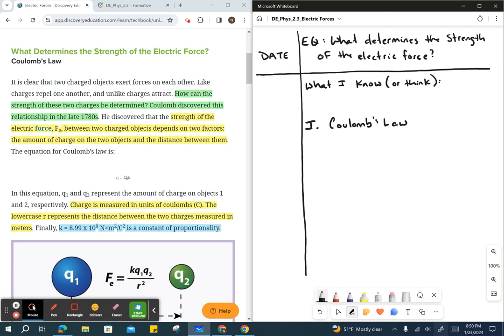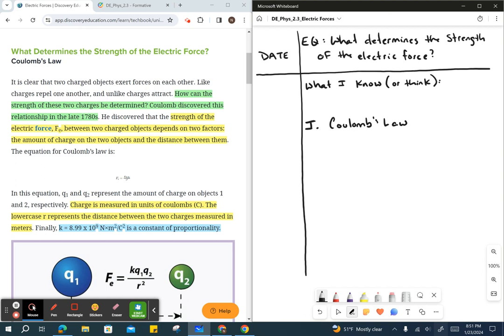If you take a look in green here, paragraph 1, I have the main idea. How can the strength of these two charges be determined? Coulomb discovered this relationship in the 1780s. He discovered that the strength of the electric force, F of E, that means force electric, between two charged objects depends on two factors: the amount of charge on the two objects and the distance between them.